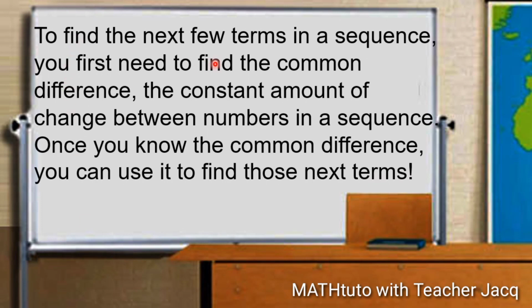To find the next few terms in a sequence, you first need to find the common difference, the constant amount of change between numbers in a sequence. Once you know the common difference, you can use it to find those next terms.